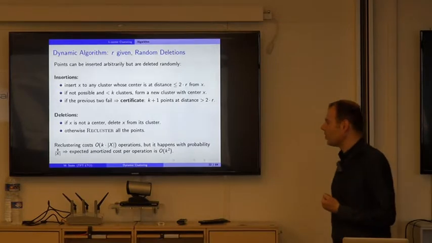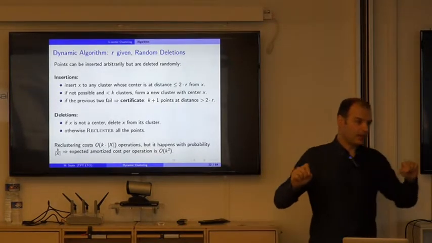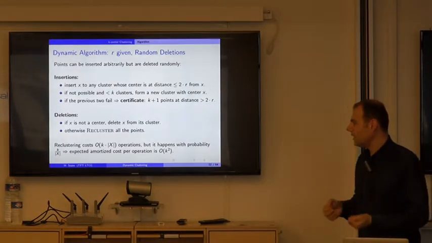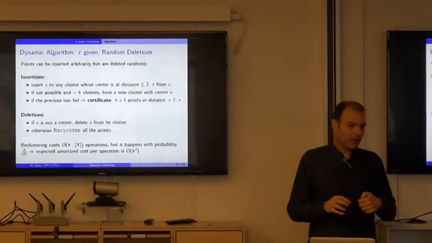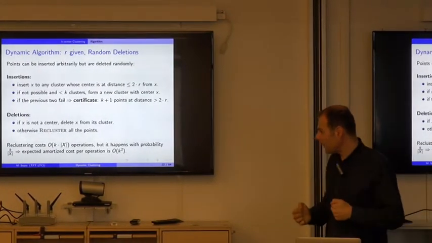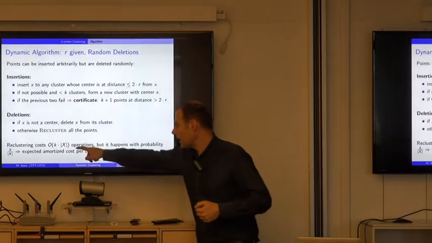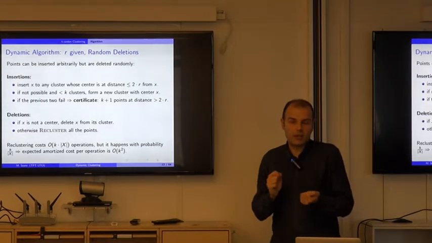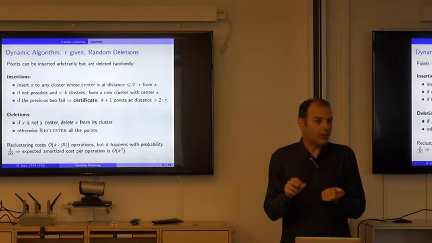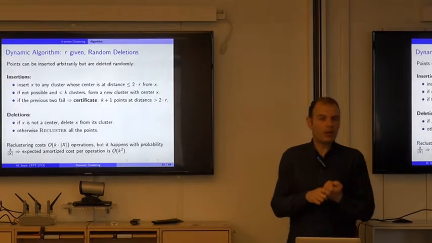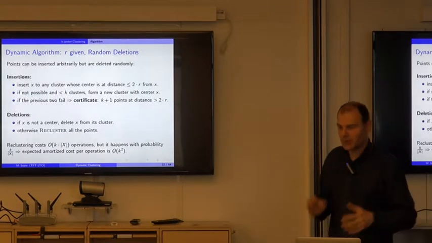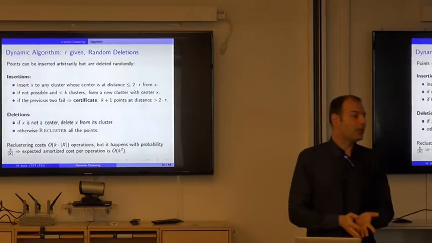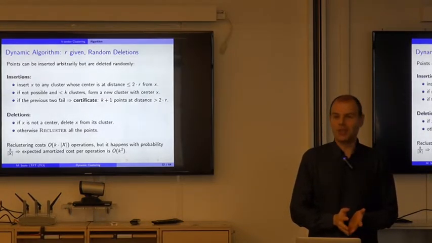Because in the end, you have only k centers and cardinality of x points. So the probability that you delete one of these centers is k divided by cardinality of x, which is very small. And the cost for reclustering everything is k times cardinality of x. So on average, we have k squared per update operation, which is not bad at all. This is simple math, compute the expectation. But these are random deletions. This is not what I promised in the beginning.